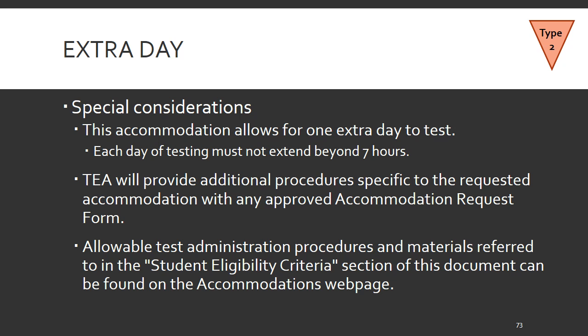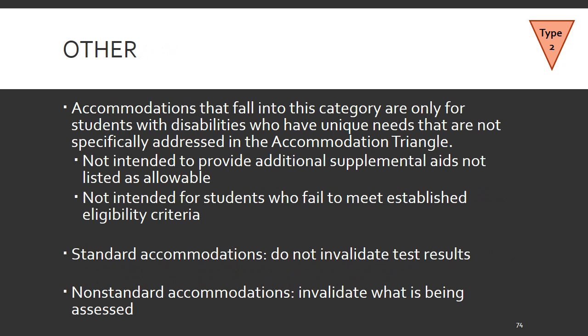on the Accommodations webpage. Other accommodations that fall into this category are only for students with disabilities who have unique needs that are not specifically addressed in the accommodation triangle, not intended to provide additional supplemental aids not listed as allowable, not intended for students who fail to meet established eligibility criteria. Standard accommodations do not invalidate test results. Non-standard accommodations invalidate what is being assessed.